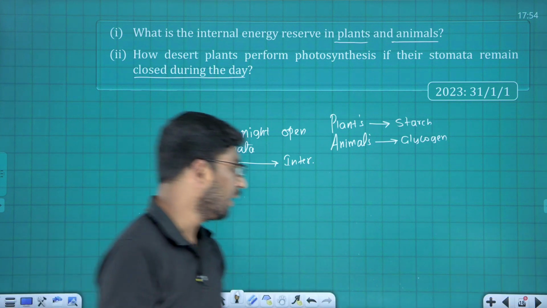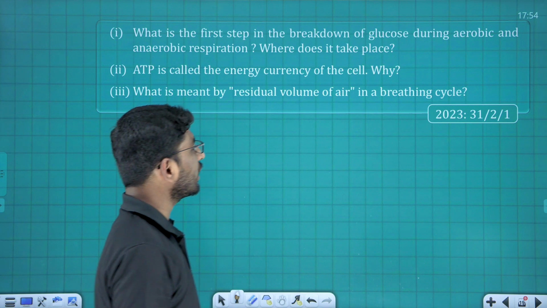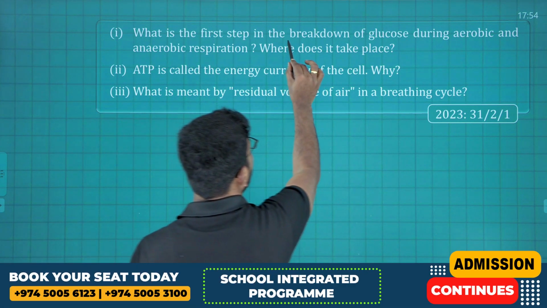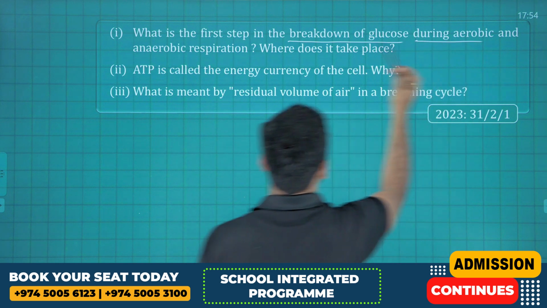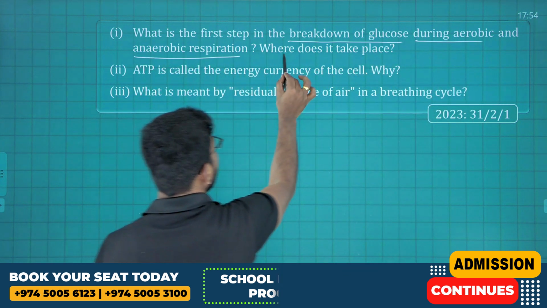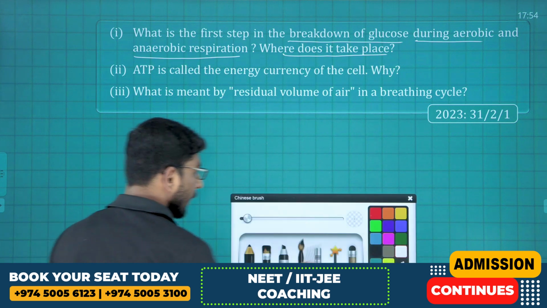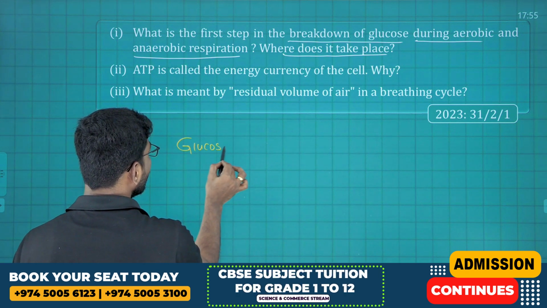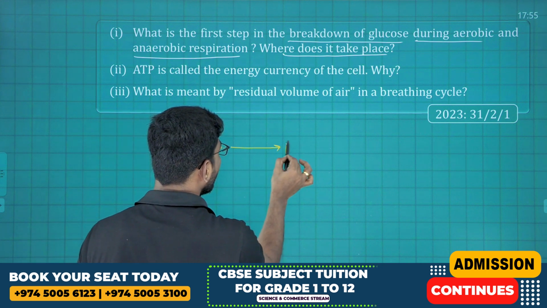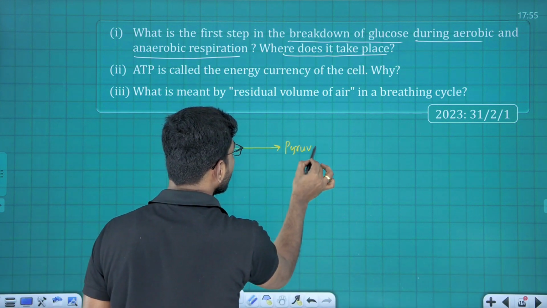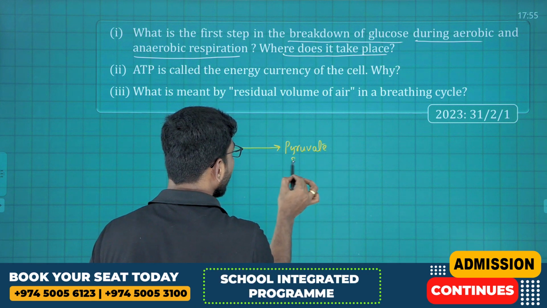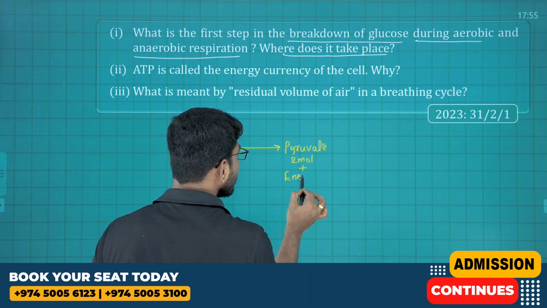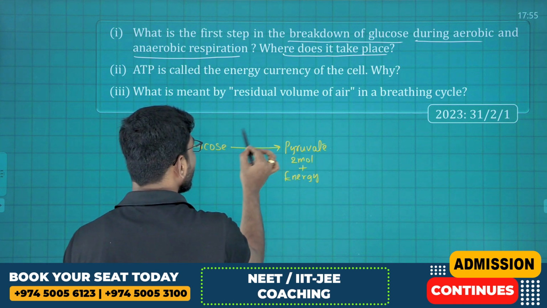Shall we go to the next question? Look at the next question. 2023 again. What is the first step in the breakdown of glucose, during aerobic and anaerobic respiration? Where does this process take place? I told you this one. Glucose breaks down into pyruvic acid or pyruvate. How many molecules of pyruvate? 2 molecules of pyruvate plus energy. This process is known as glycolysis.